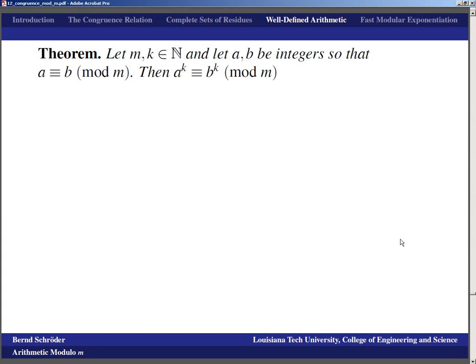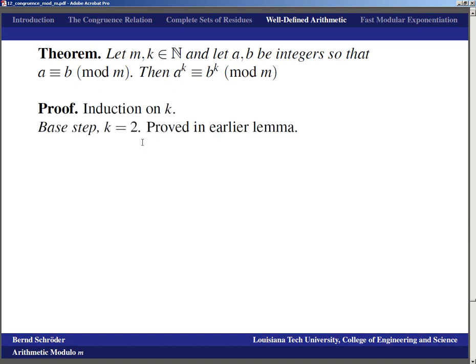Okay, well, so now we're starting to move towards modular exponentiation. Let m and k be natural numbers, and let a, b be integers, so that a is equal to b modulo m. Well, then a to the k is equivalent to b to the k modulo m. And the proof is fairly simple. We do an induction on k. The base step k equals 2 was already proved earlier.